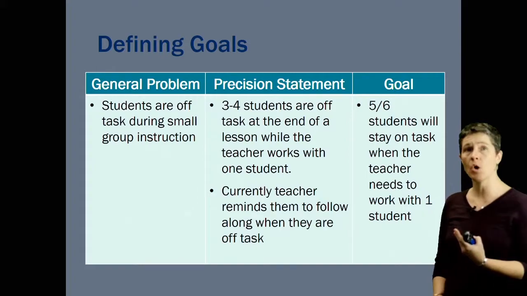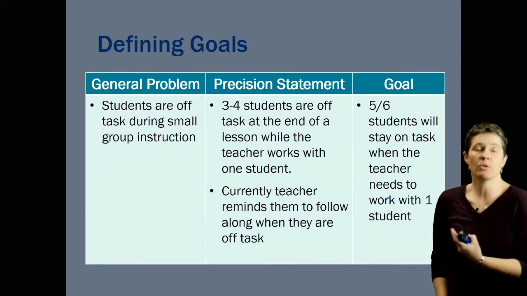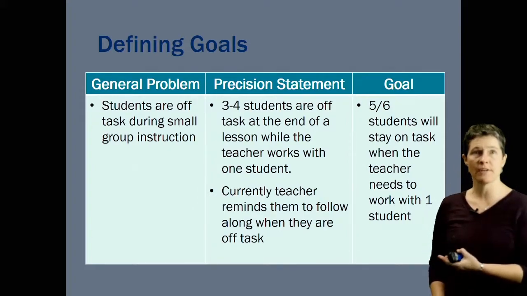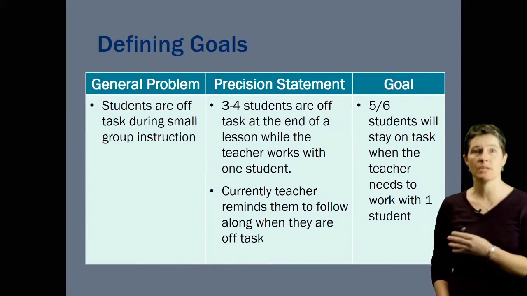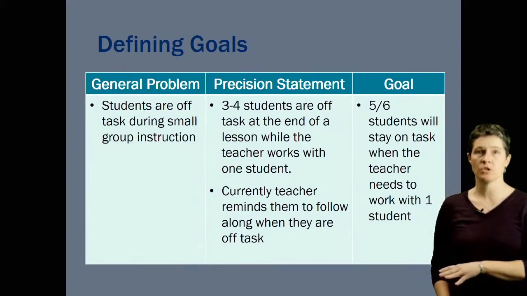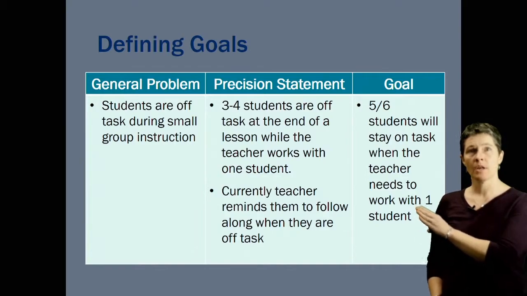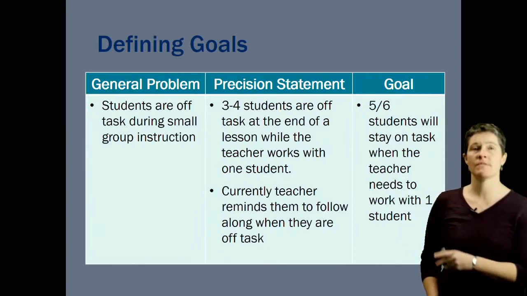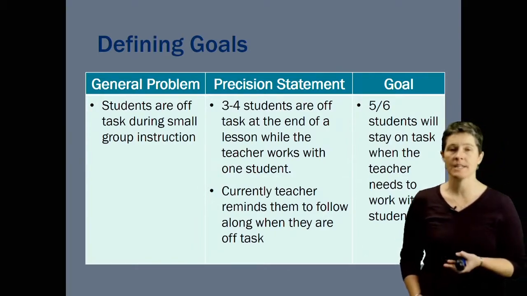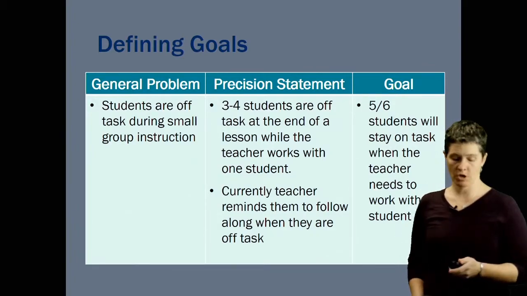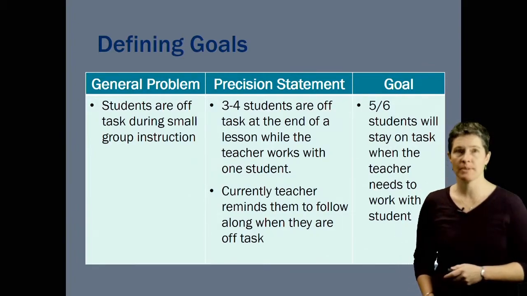Then we're going to set a goal and say what we think would be an appropriate improvement: that 5 or 6 students stay on task when the teacher needs to work with that one student. So we're going to move from 3 to 4 students off task to 5 to 6 students able to stay on task. And that will be what we are shooting for when we're putting together this intervention plan.